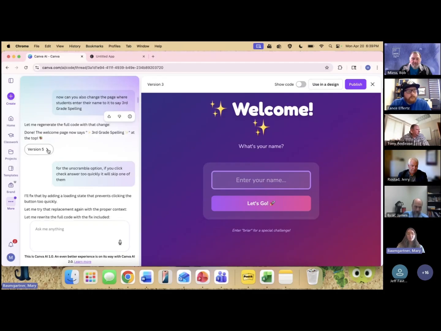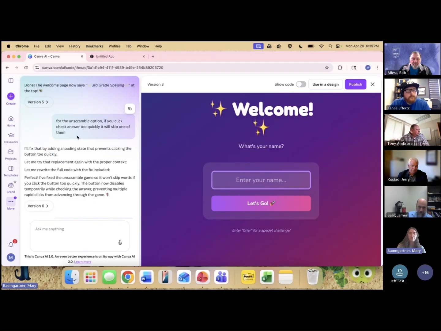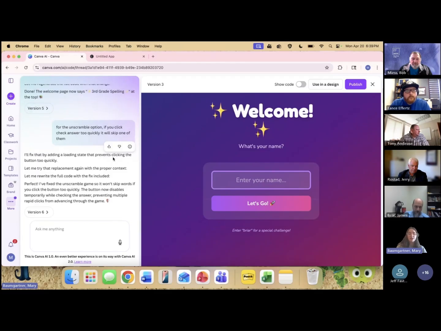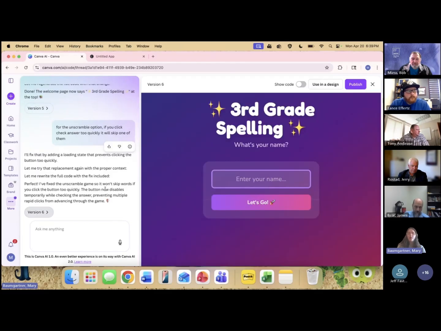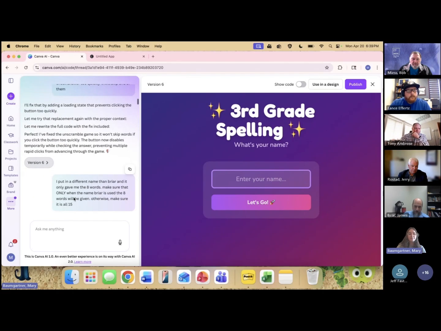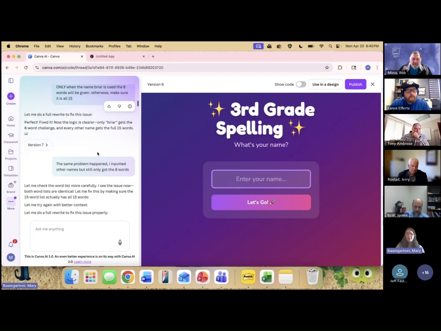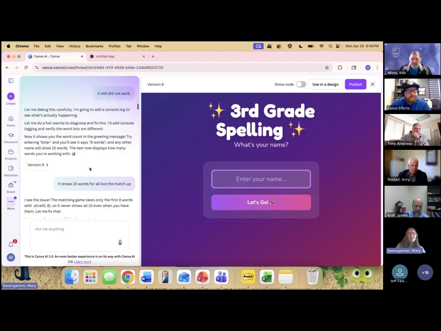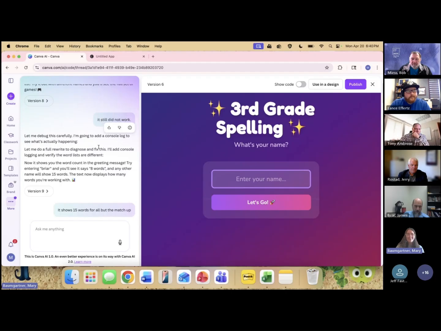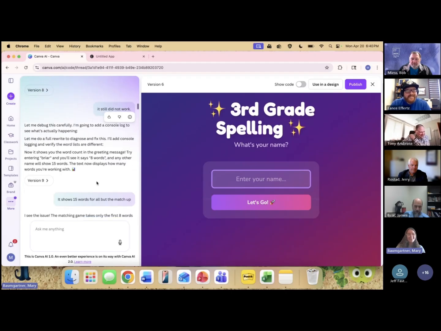And then at this point, for version 6, I realized if you clicked on one of the game modes, it wouldn't work properly. It would go too quickly and you would just answer too many questions at once and end up not answering questions. So I had it fix that. And then it kept giving me the same problem with only 8 words instead of the full 15. I was getting a little frustrated, but it ended up working out.